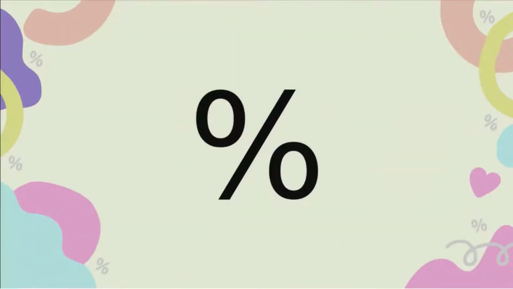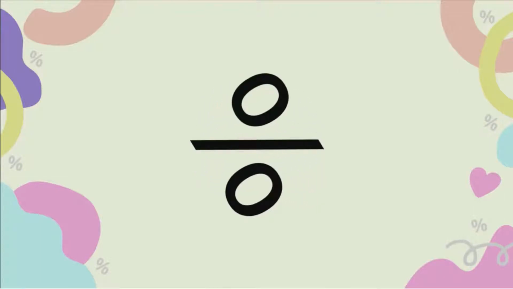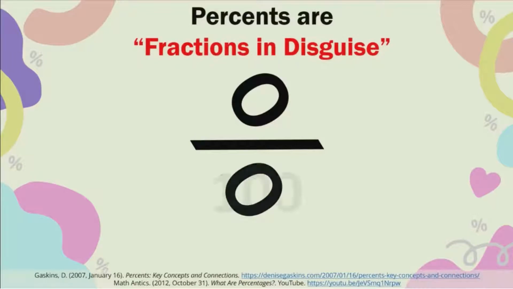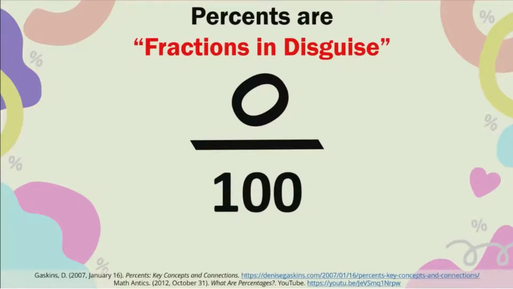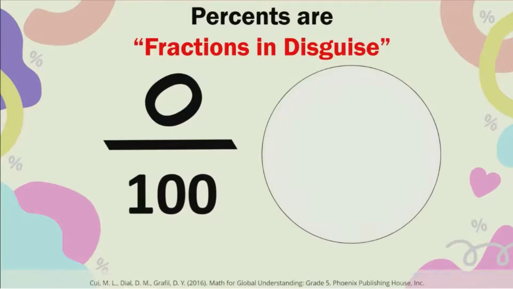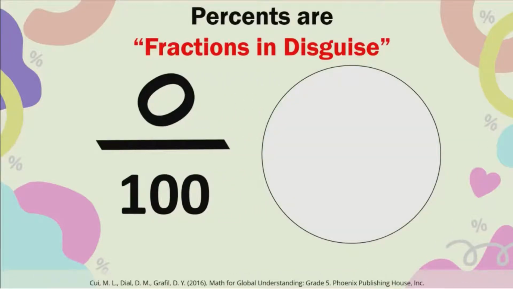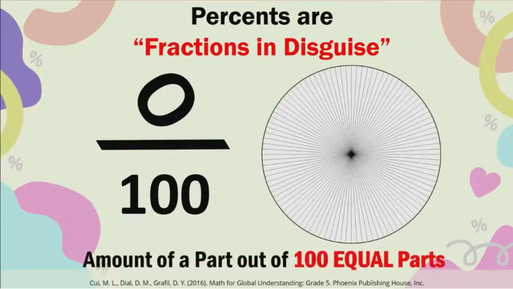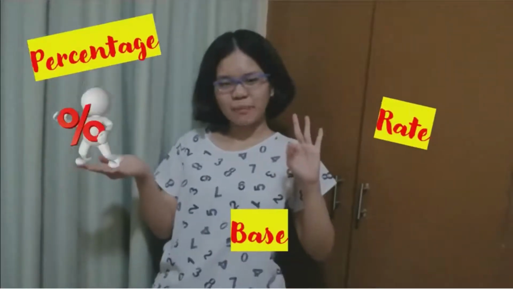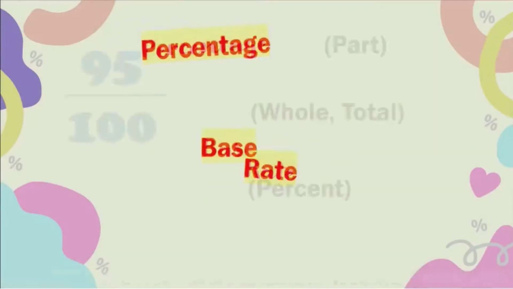Well, the percent symbol looks like a fraction, doesn't it? That's because percents are fractions in disguise, with 100 as the denominator. A percent shows the amount of a part out of 100 equal parts. Keep the following 3 concepts in mind.